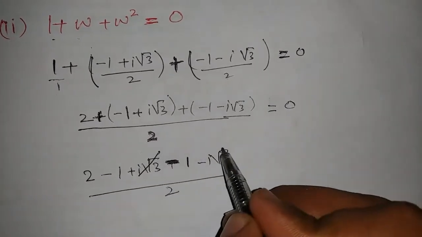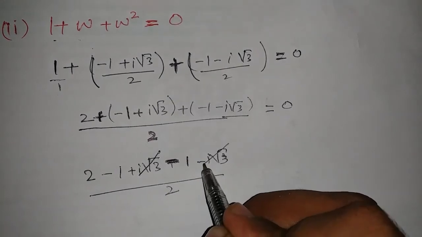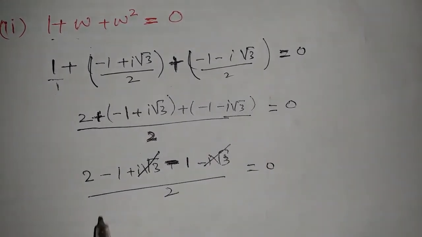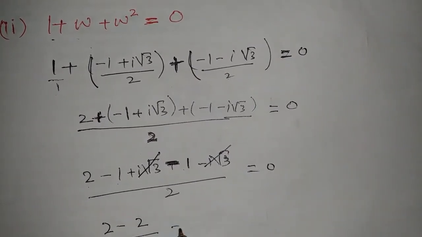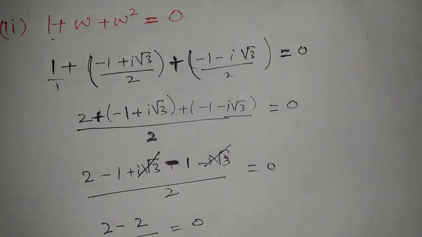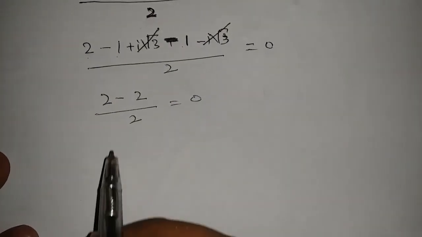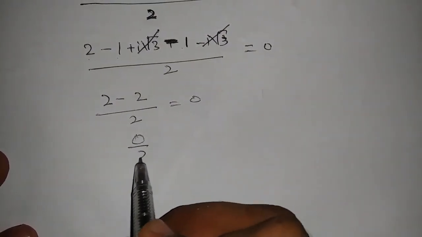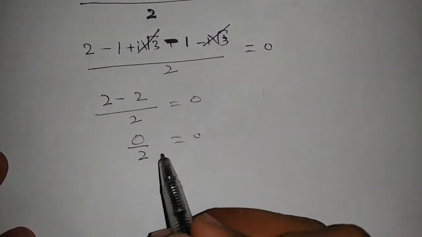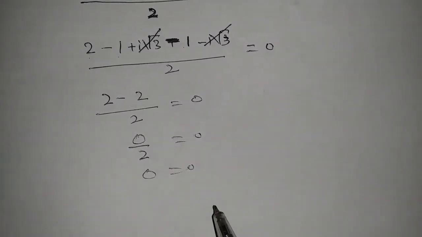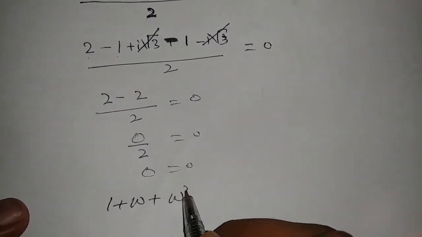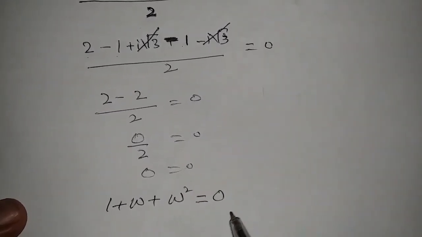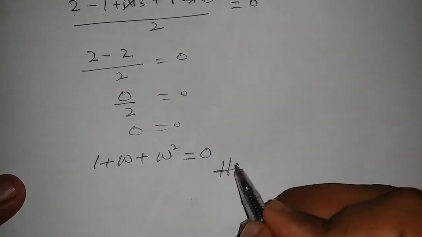Positive iota square root 3 and negative iota square root 3 will be cancelled out simply. So 2 minus 1 minus 1 will become 0 divided by 2, which is equal to 0. It shows that 1 plus omega plus omega square is equal to 0. Hence proved.